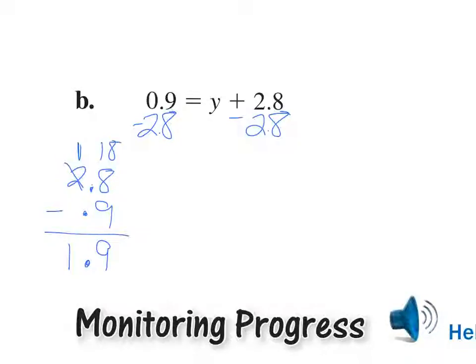So we go back and look at what sign our answer should be. The bigger number was negative, so I get negative 1.9 for my answer, and that is equal to y. It doesn't matter which side I put y on.